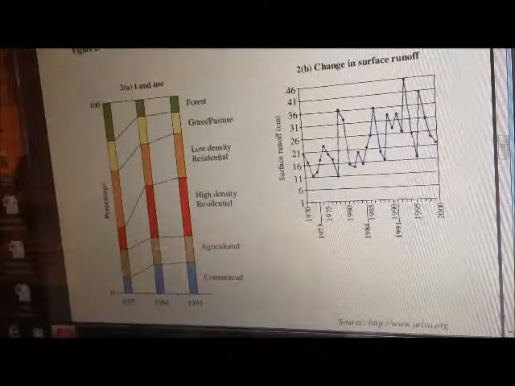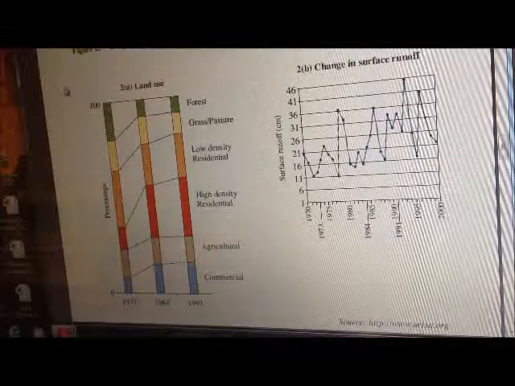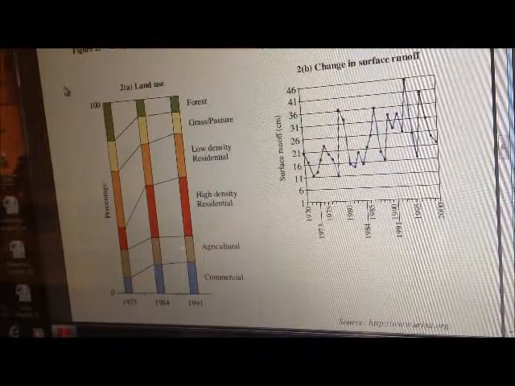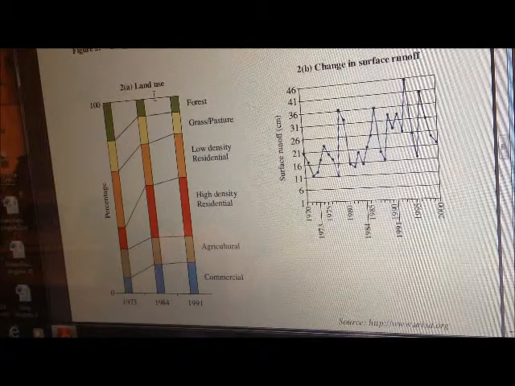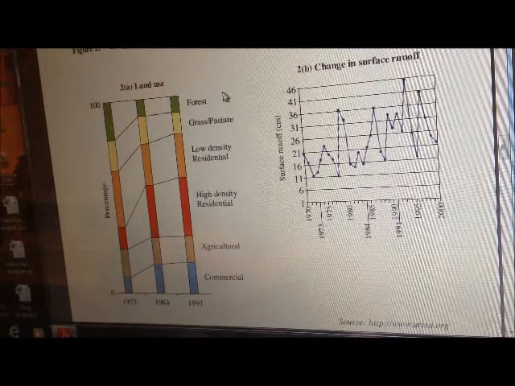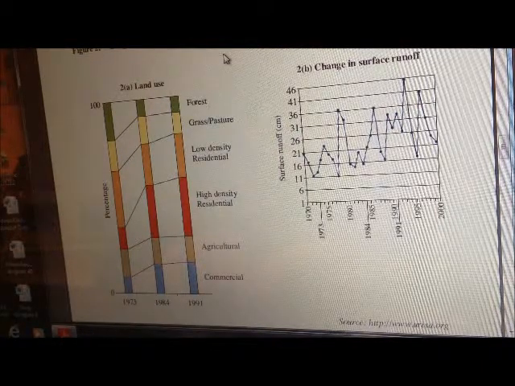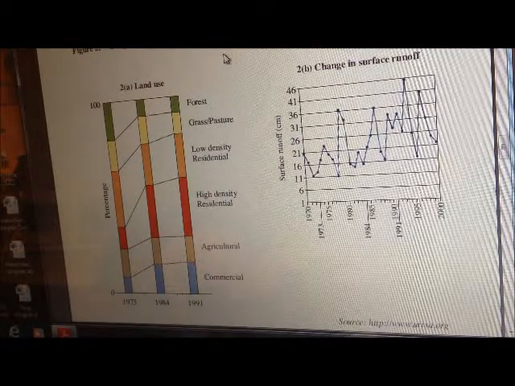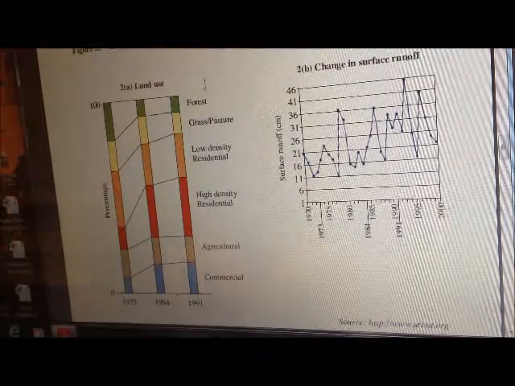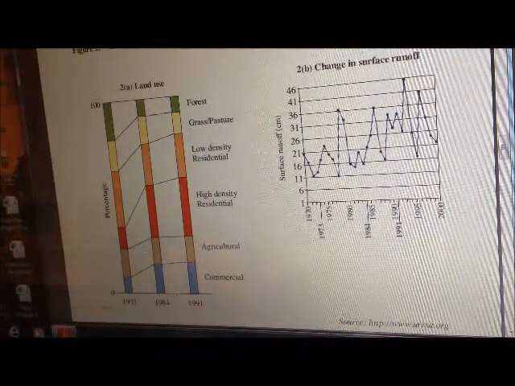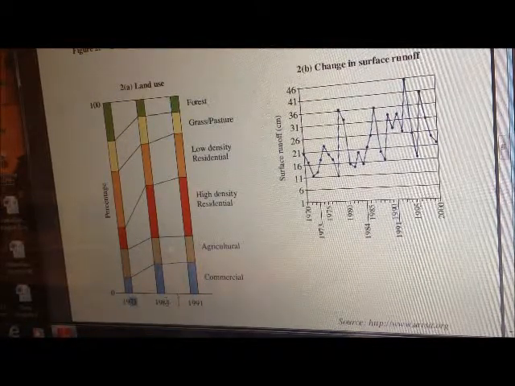This is question 2A, and the question is: using figures 2A and 2B, describe the links between the change in land use and the surface runoff in Long Eagle Creek drainage basin. The examiners have said they'll give 3 marks for commenting on changes in the diagrams. So what you'd look for are changes between 1973 and 1991.